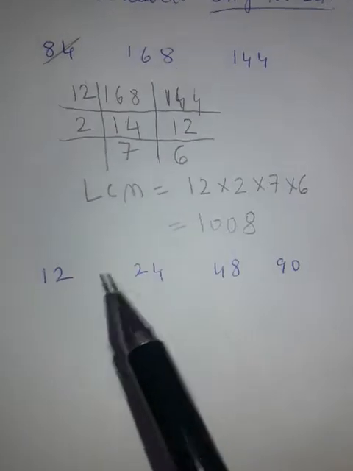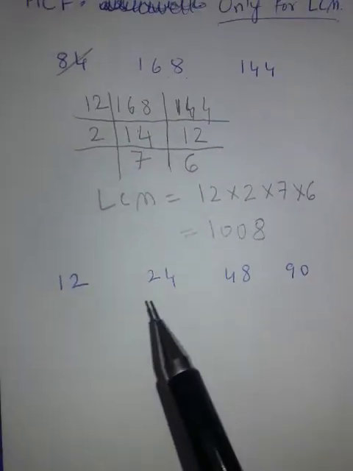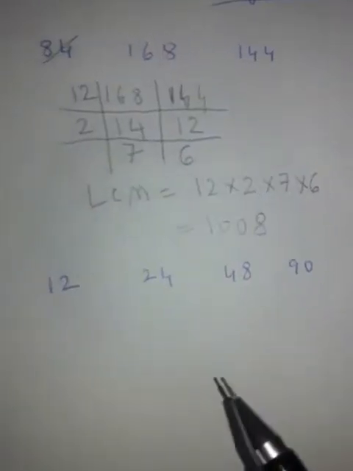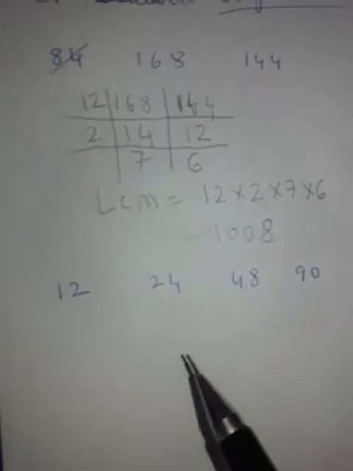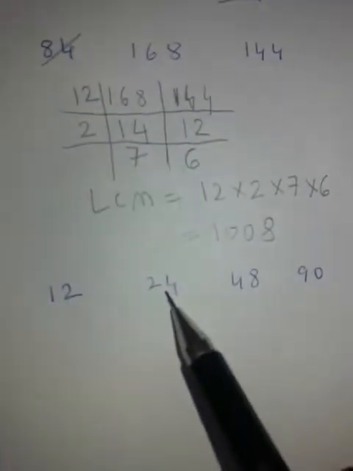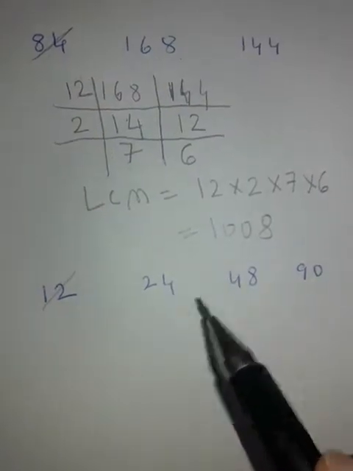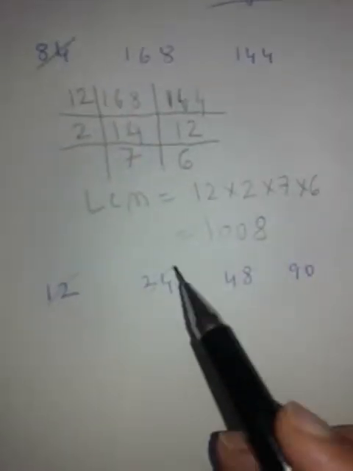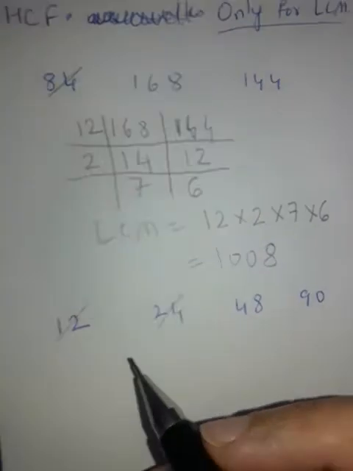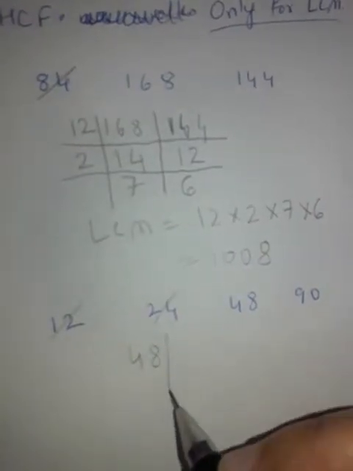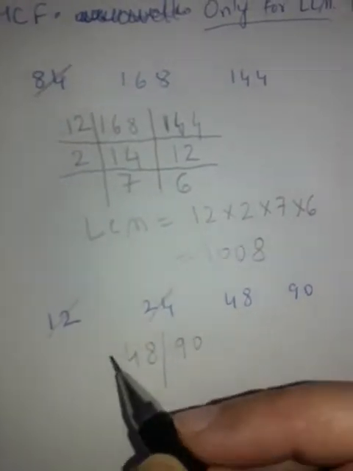Let's see one more example. 12, 24, 48, 90. Are there any factors here? 12 is a factor of 24. I'm going to ignore it. 24 is also a factor of 48. I'm going to ignore it. I'm just ignoring the factors. So I'm left with 48 and 90.